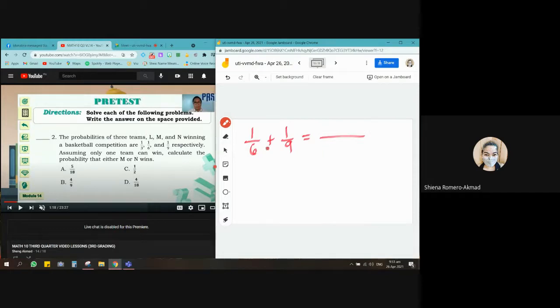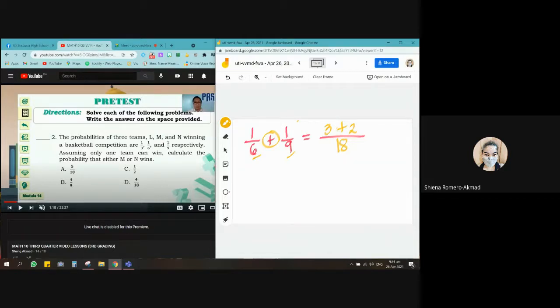When we add or subtract fractions, what do we do? We have to make them similar fractions. For similar fractions, the denominators should be the same. So you have to look for the smallest multiple of 6 and 9, or the LCD, least common denominator. What is their least common denominator? 18. So how do we do this? 18 divided by 6? 3. 18 divided by 6, 3 times 1, 3. 18 divided by 9? 2. 2 times 1? 2.